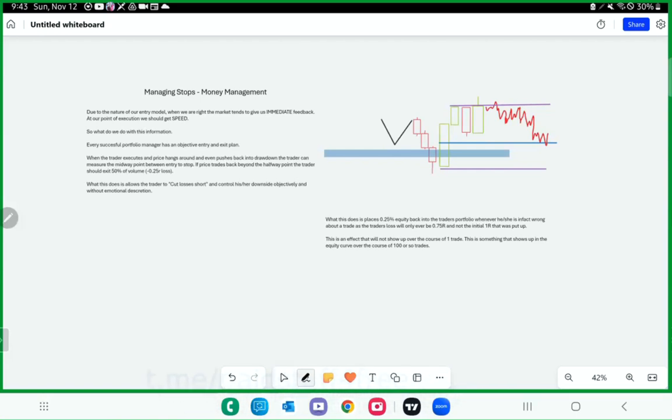Due to the nature of our entry model, when we are right, the market tends to give us immediate feedback at our point of execution. We should get speed. So what do we do with this information? Every successful portfolio manager has an objective entry and exit plan.